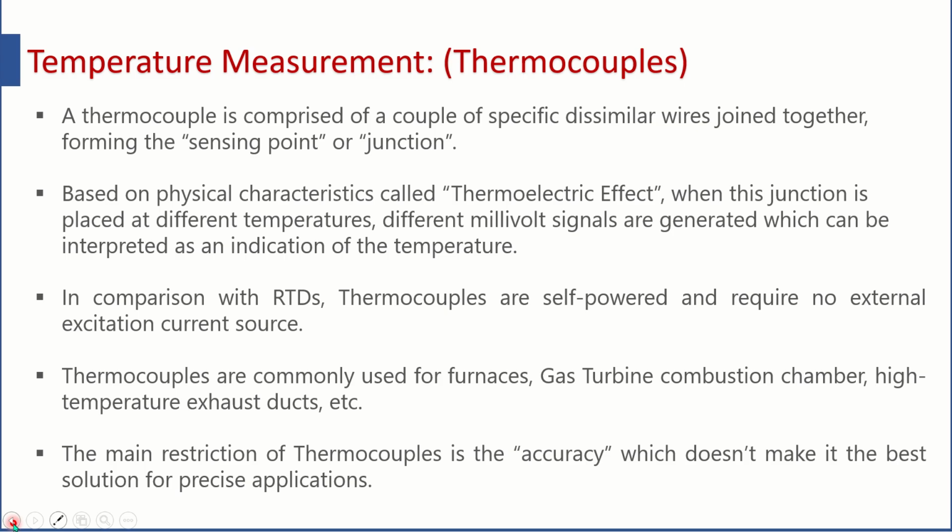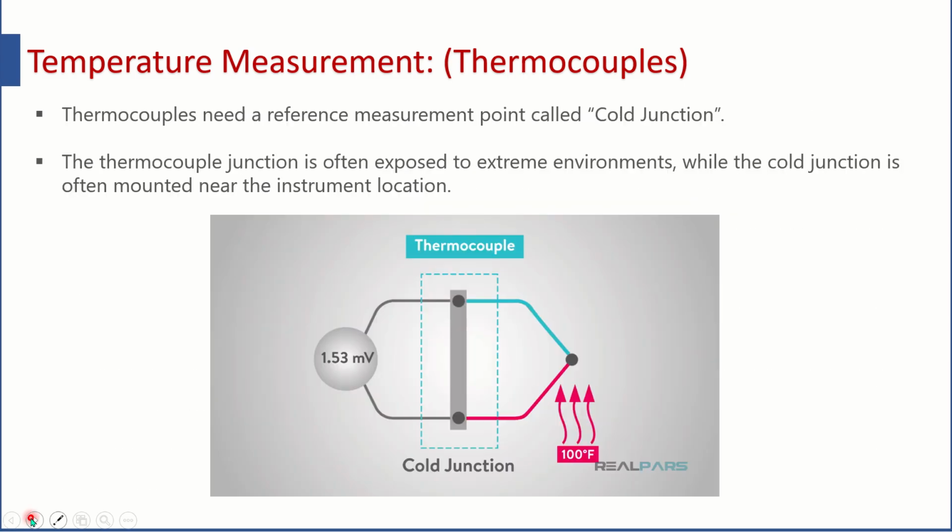Now you see that the main shortcoming of thermocouples is the accuracy. So whenever the application is very precision, then you cannot apply thermocouples. Now another important point is that thermocouples need a reference measurement point which is called the cold junction. When the thermocouples are exposed to extreme environments, then cold junctions are mounted near the instrument location. So here the wires are long wires, and the cold junction is connected at the end, normally at the instrument location, from which you can take the measurement.